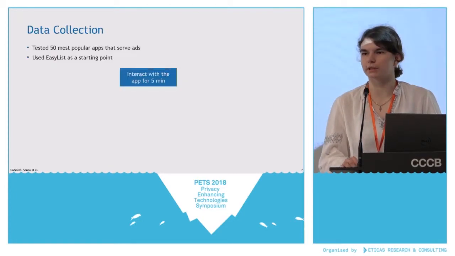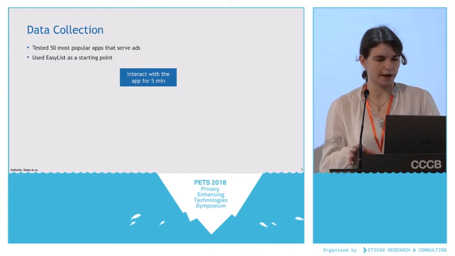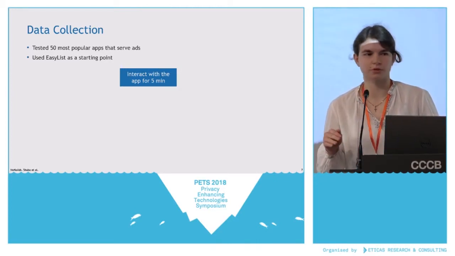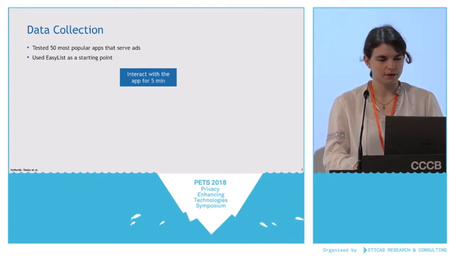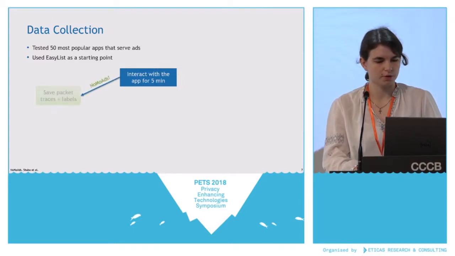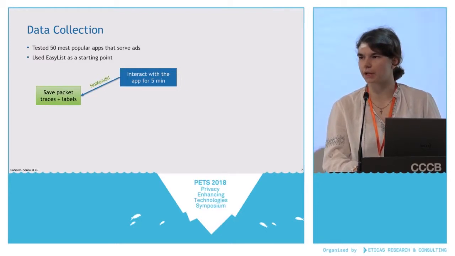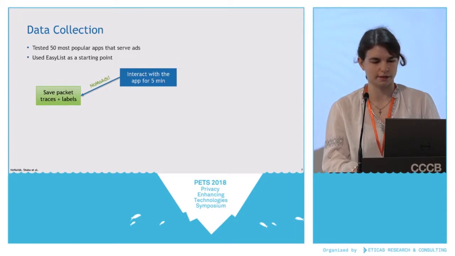We started out by testing the top 50 most popular apps, and we started with EasyList as a labeler for our ads, and then we added rules to it to make them more mobile specific. So we interact with the app for 5 minutes. If there's no ads being shown, that means EasyList labeled all the packets correctly. We save the packet traces and their labels and move on to the next app.